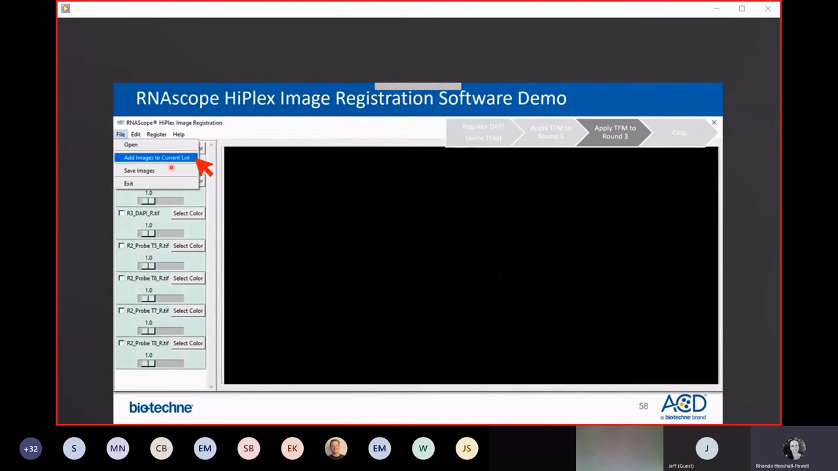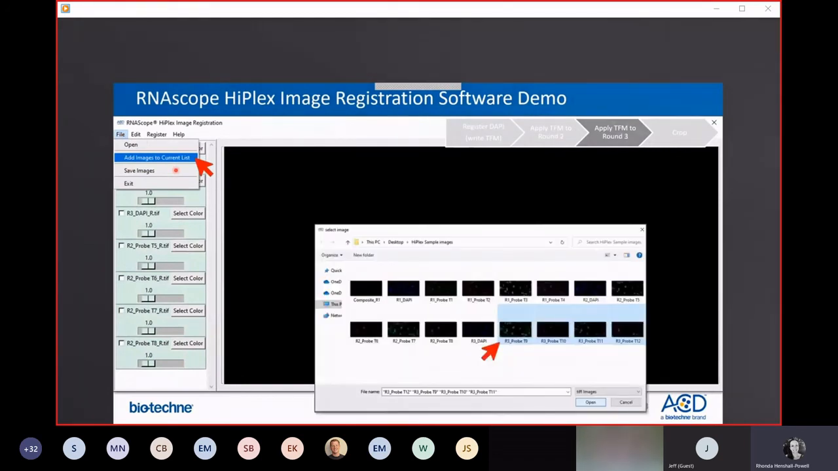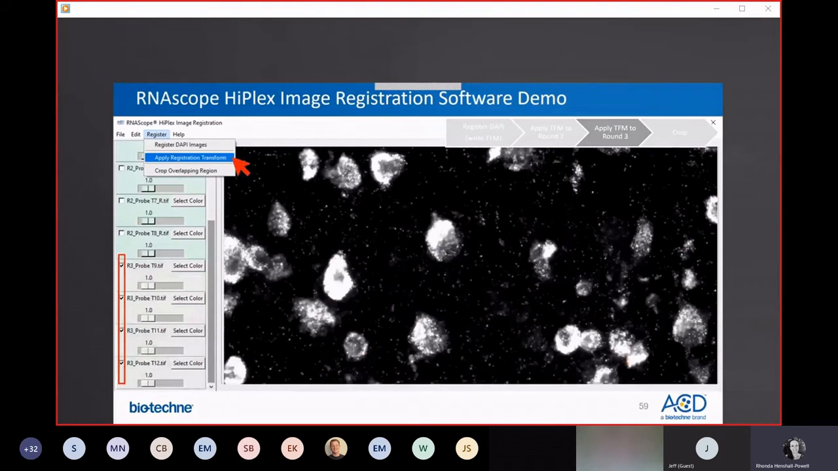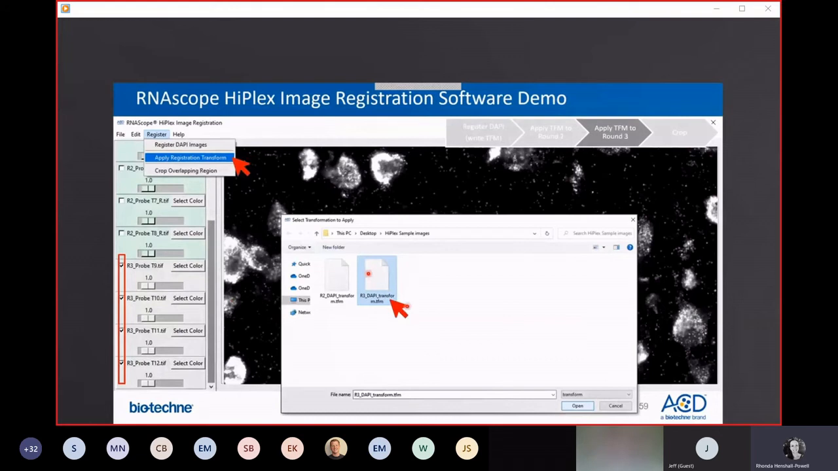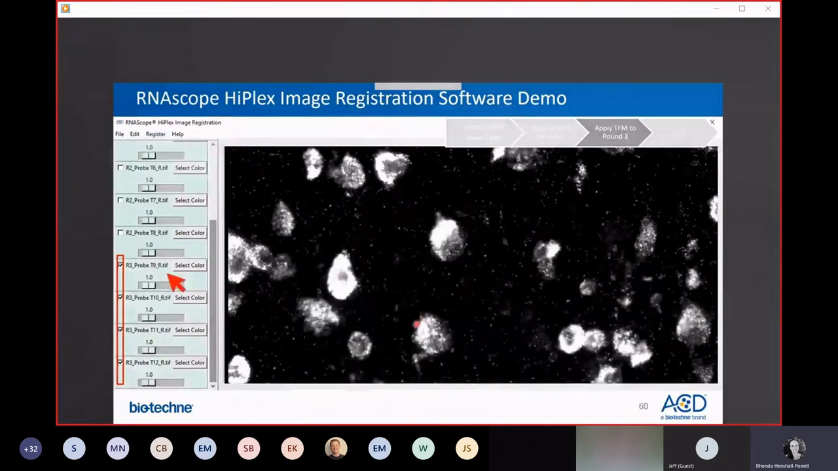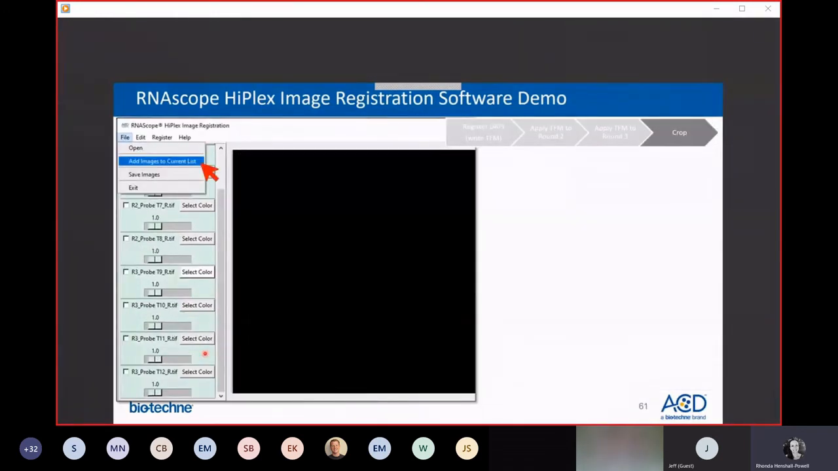So again, going up to the File menu, Add Images to Current List, select your channels from round 3. So now this is probe T9, T10, T11, and T12. Add them to your dashboard, apply Registration Transform, select the transformation matrix that was written originally by registering round 3 DAPI to round 1 DAPI, and hit OK. At which point, these are replaced with green, highlighted, and R_ files, indicating that they've been registered now and aligned to round 1.